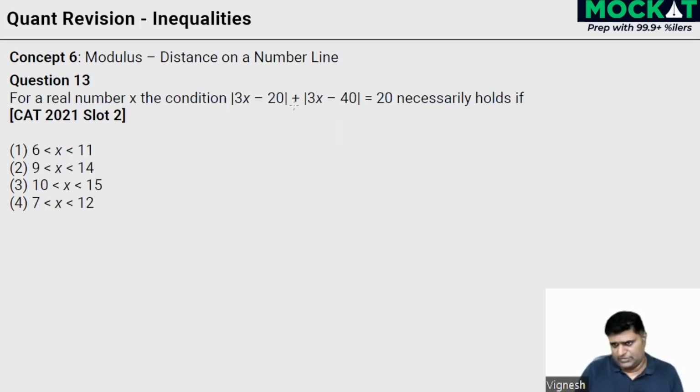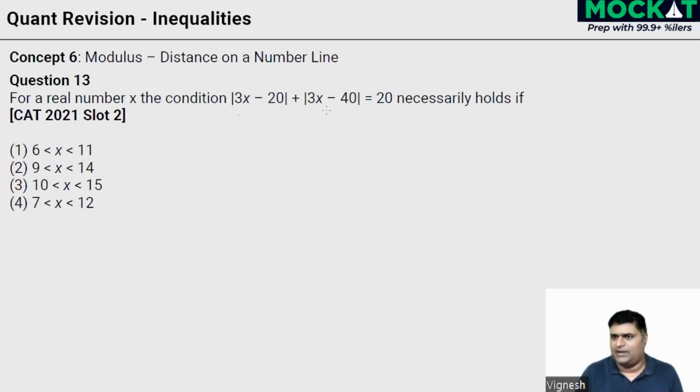And the same here, different slot. For a real number x, the condition modulus of 3x minus 20 plus modulus of 3x minus 40 equals 20 necessarily holds if, okay, what are they saying? The distance from 20, but I have 3 over here, right? On a number line, it's easy if I don't have this 3. I don't want a 3 over there. How do I get rid of the 3?